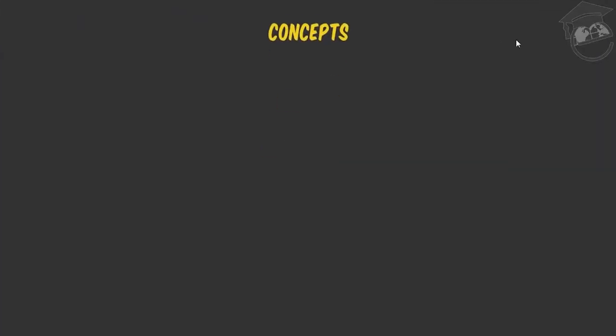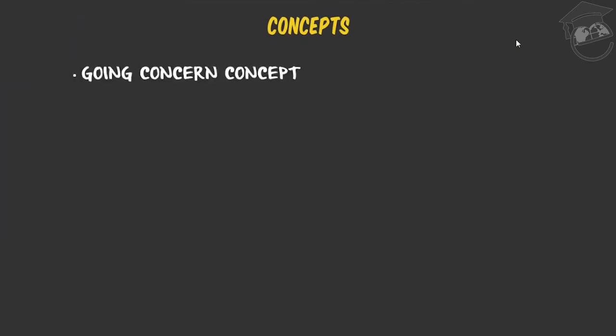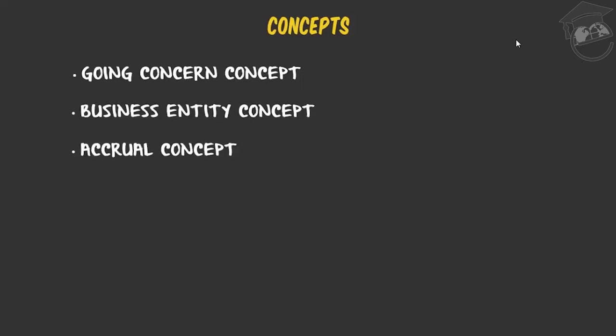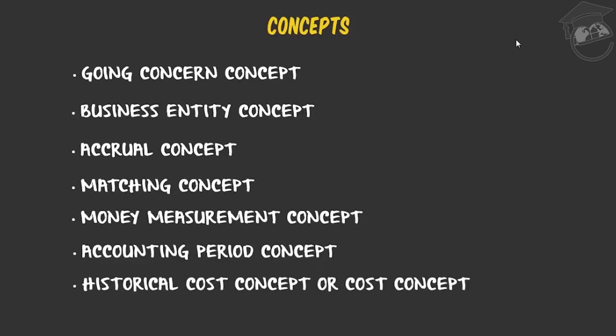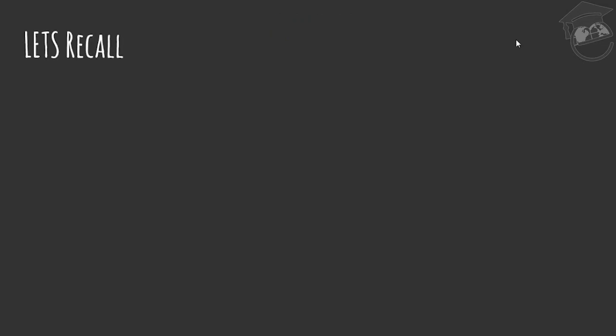Thus, up till now, the concepts which we have learned are as follows: going concern concept, business entity concept, accrual concept, matching concept, money measurement concept, accounting period concept, and in this session, historical cost concept, and it is also known as cost concept. So let's get on to a quick exercise to test your understanding of the concept explained in this session.